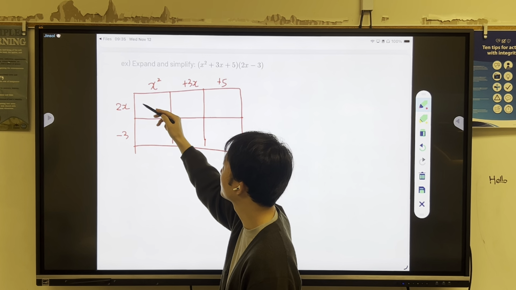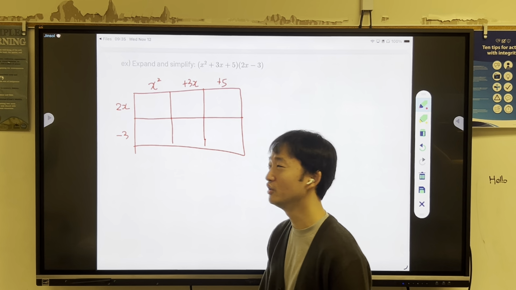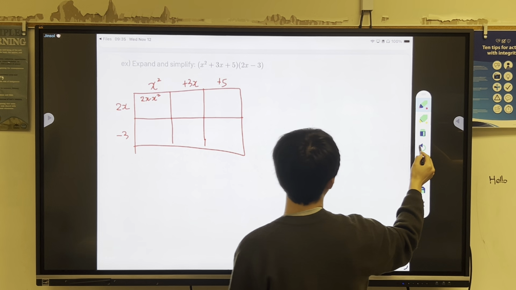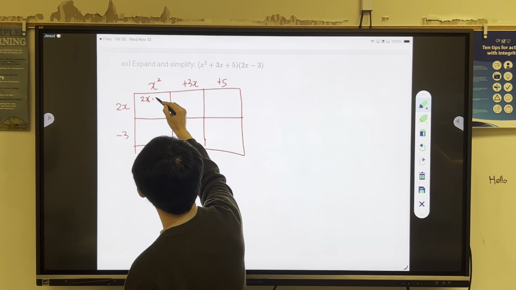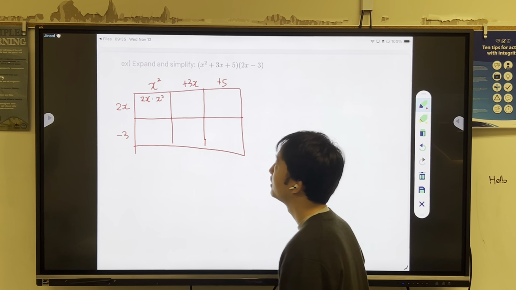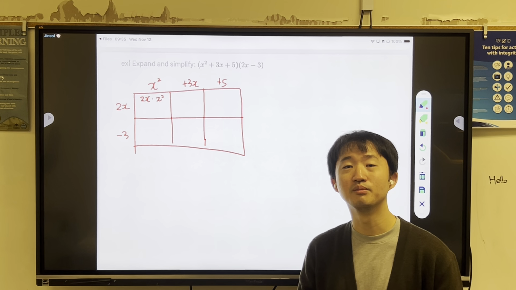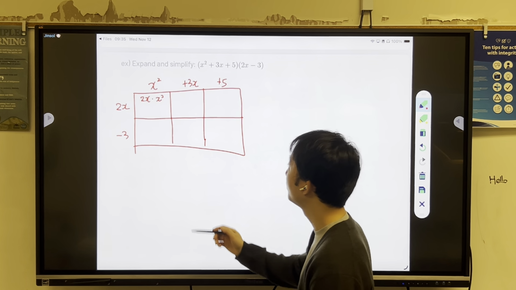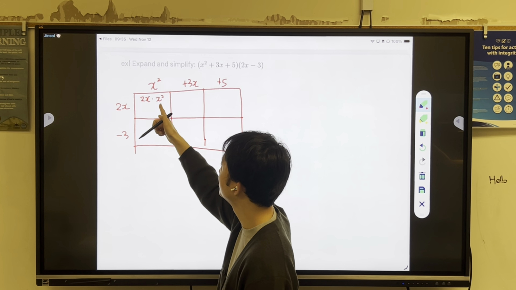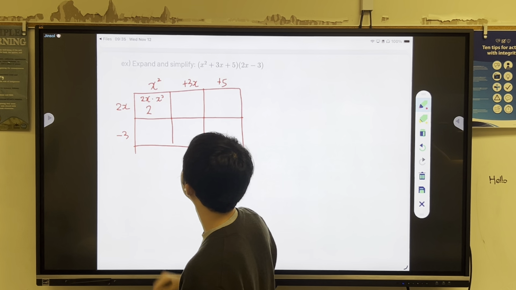Well, how do you find the area of this rectangle? It has the width of x squared and the length of 2x, so we just need to multiply them. So that's 2x times x squared. Remember that when we multiply monomials together, we multiply the coefficients and we multiply the variables. The coefficient of the first part is 2. The coefficient of the second part is 1. So 2 times 1, that's 2.